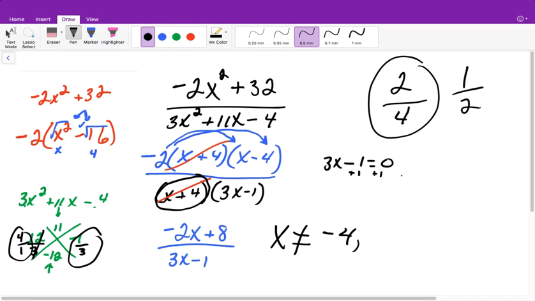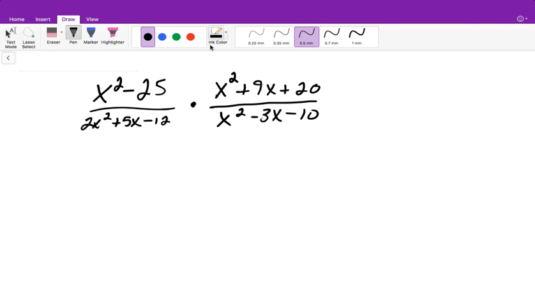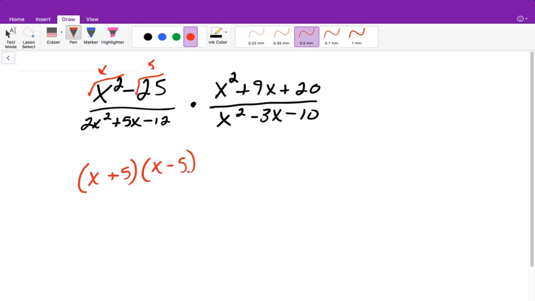So we add the 1, so we get 3x is equal to 1 divided by 3, so that means x also can't be 1/3. All right, so then for these, whenever you're multiplying or dividing, you factor first. Everything gets factored. So there's really not any thinking that you need to do. You just factor everything. So for this one, x squared minus 25, well, we know that the square root of x squared is x, and the square root of 25 is 5, so it can factor out to x plus 5 times x minus 5.